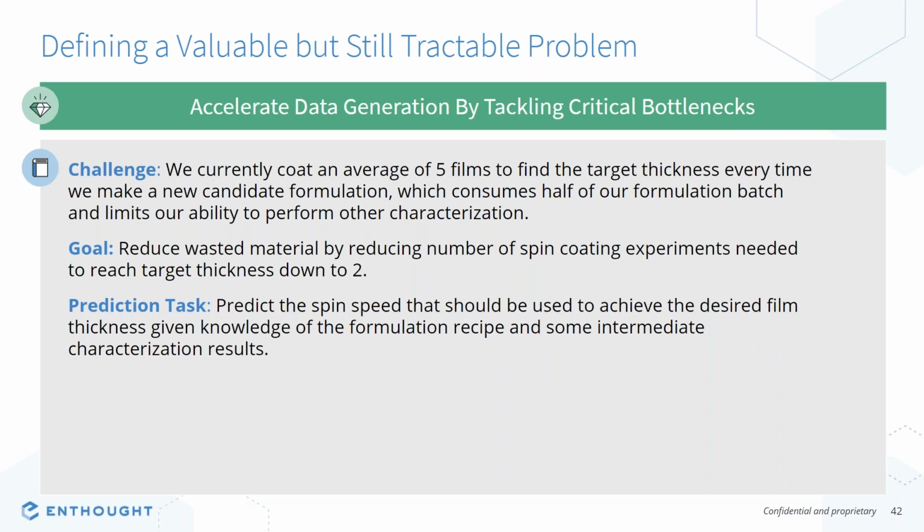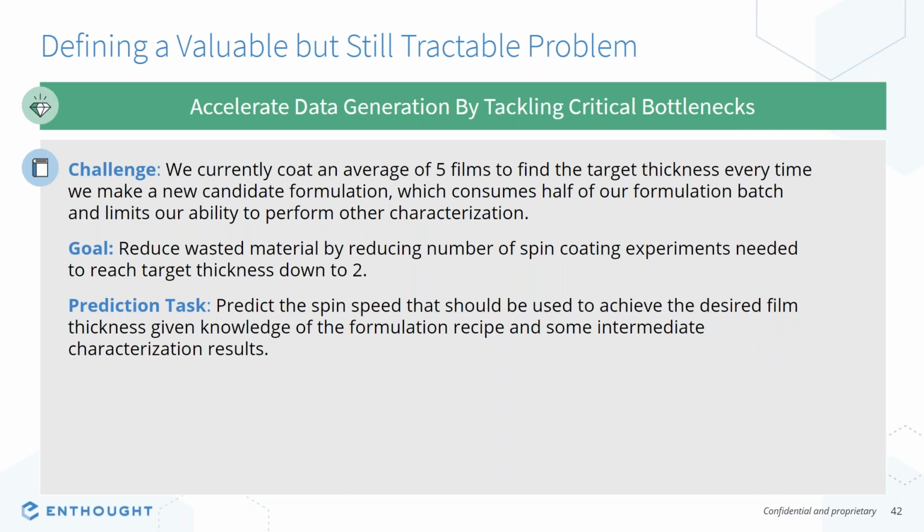But how do we convert that into something that machine learning can help us with? Well, we need to convert this into a prediction problem. So the prediction task is this: let's predict the spin speed that I should use to achieve the desired film thickness, given knowledge of the formulation recipe. The formulation chemists are going to tell us what's in there, and we're going to have some intermediate characterization results that they've already performed on that formulation.